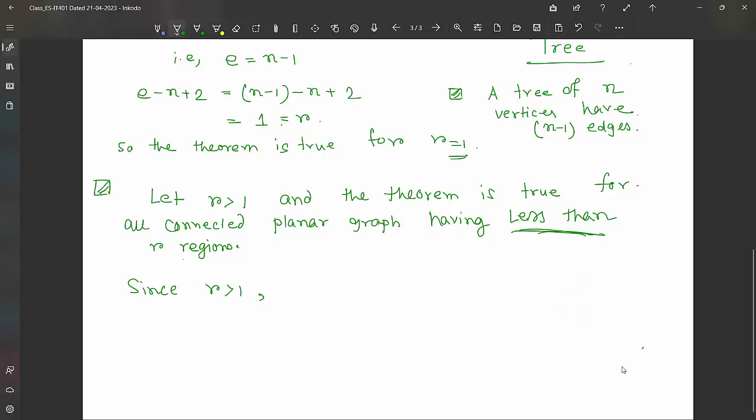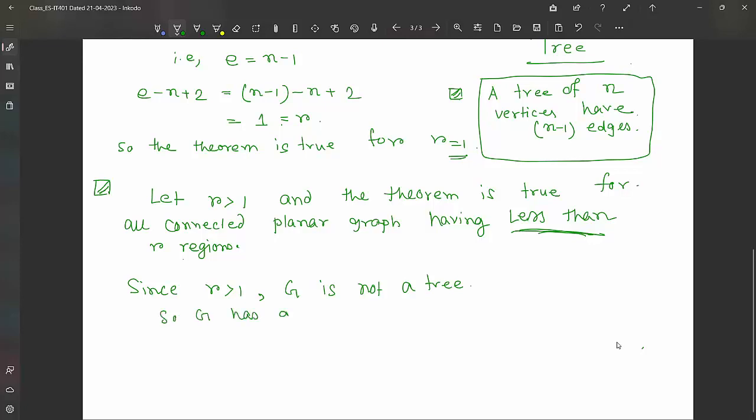But we can only use this theorem for the tree. We can only use this theorem for the tree, but not for a general graph. So that's why since R greater than 1, we can say that G is not a tree. So what can we do now? That means G has at least one circuit. At least one circuit. G has at least one circuit.